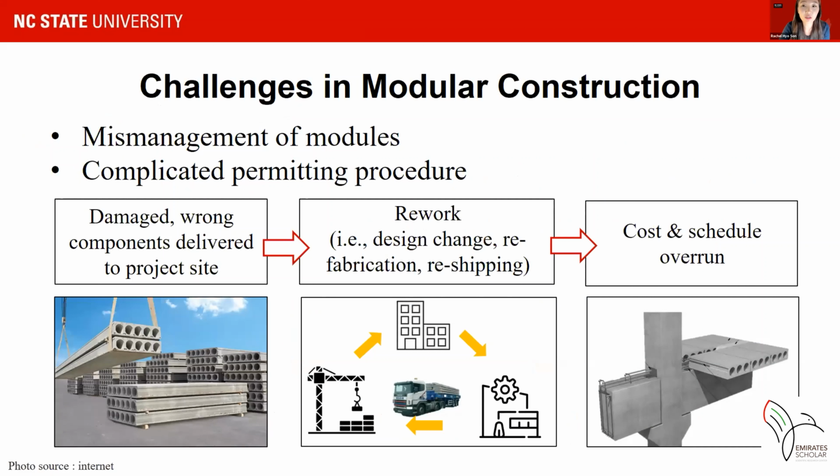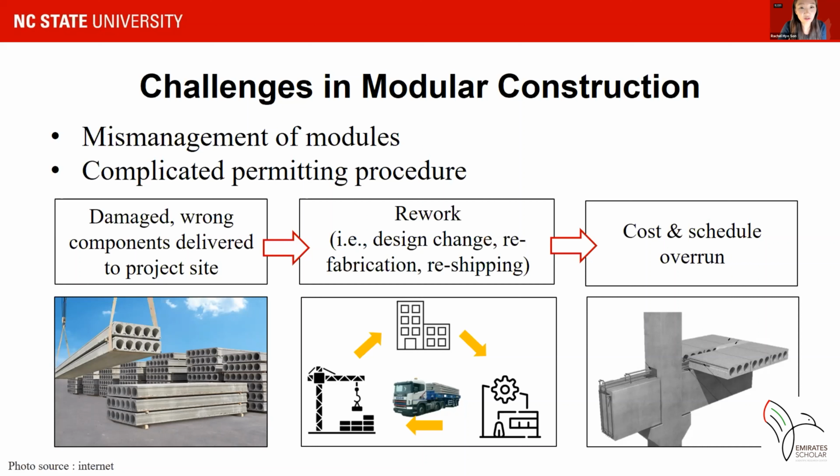One of the biggest challenges is the mismanagement of the prefabricated components. The modular method fabricates and constructs in different locations. So delivering damaged or wrong components to the site causes rework, such as design change, refabrication, and reshipping. It can double the cost and schedule.